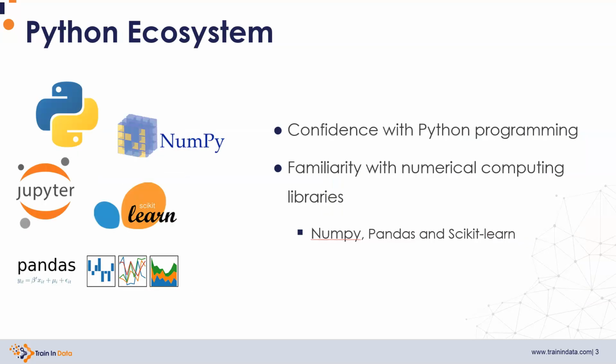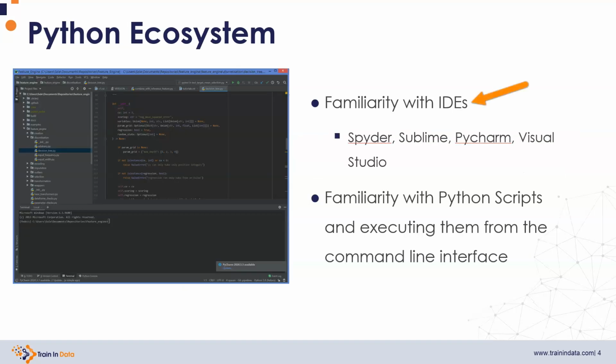Throughout the course, we will build software. To build software, we require a lot of code. So for you to make the most out of this course, we require that you have some confidence with Python programming. It will help if you have familiarity with numerical computing libraries like NumPy, Pandas, and scikit-learn. And it will also help if you are familiar with the use of IDEs like Spyder, Sublime, PyCharm, or Visual Studio. And if you are familiar with writing Python scripts instead of Jupyter Notebooks and how to execute them from the command line interface.